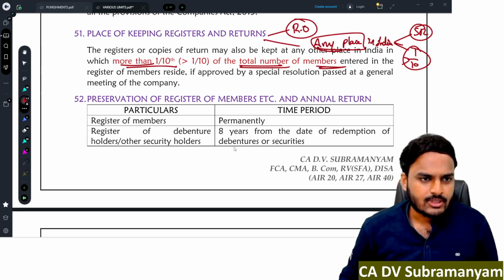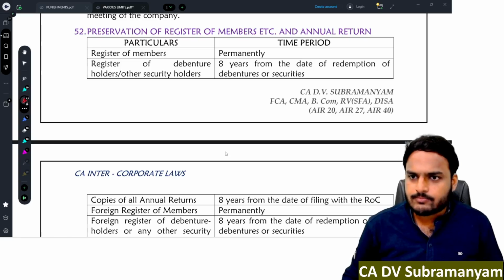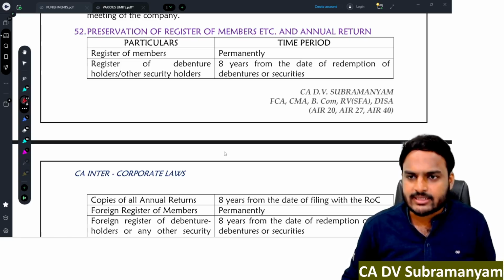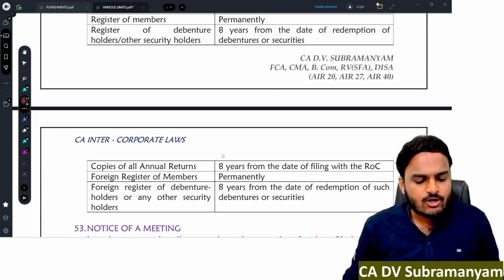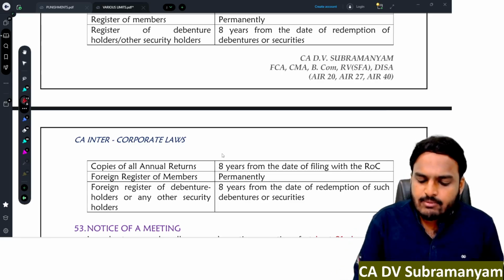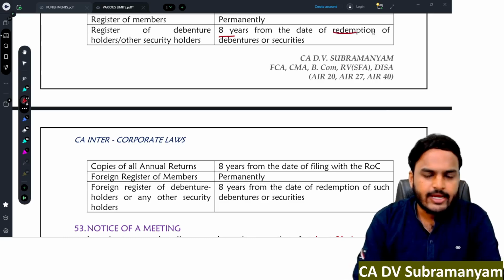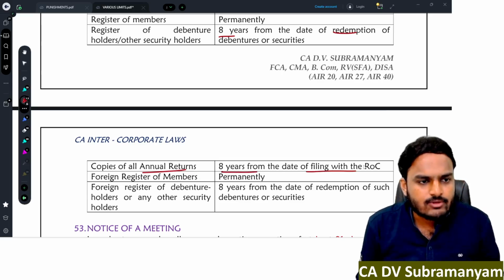Next one, preservation of register of members, etc. and annual return. So how long we should preserve the registers? In case of register of members, the time period is permanent. Till the liquidation, company has to maintain register of members. Register of debenture holders, register of security holders, 8 years from the date of redemption. In case of annual returns, 8 years from the date of filing with ROC.